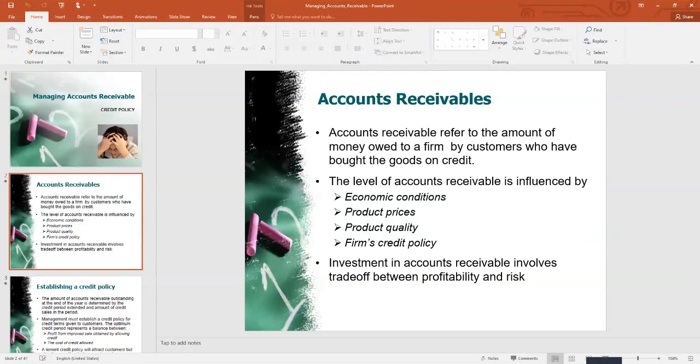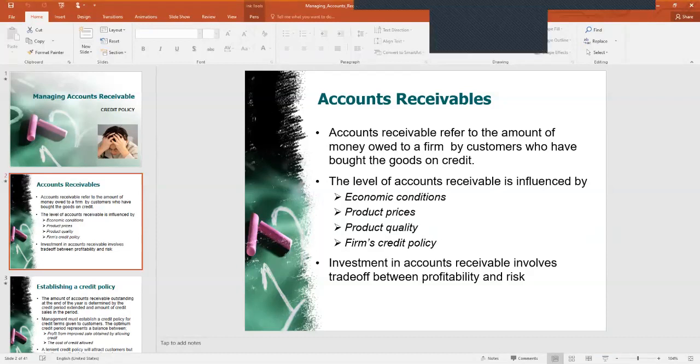The same goes for quality. How is the quality of your product compared to that of your competitor? Does your competitor offer better services? If they do, then for sure customers will run away from you. And if you don't have customers, how can you make sales? Therefore, all those are factors that may influence the amount of investment you can have in accounts receivable.